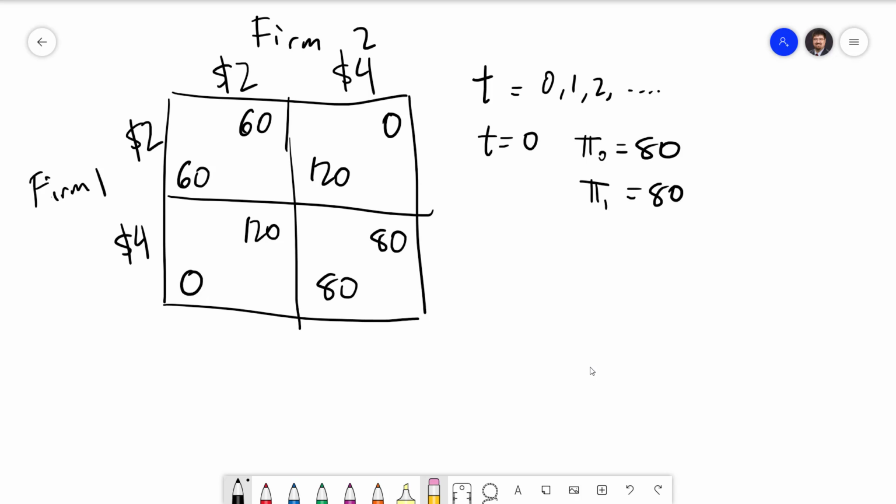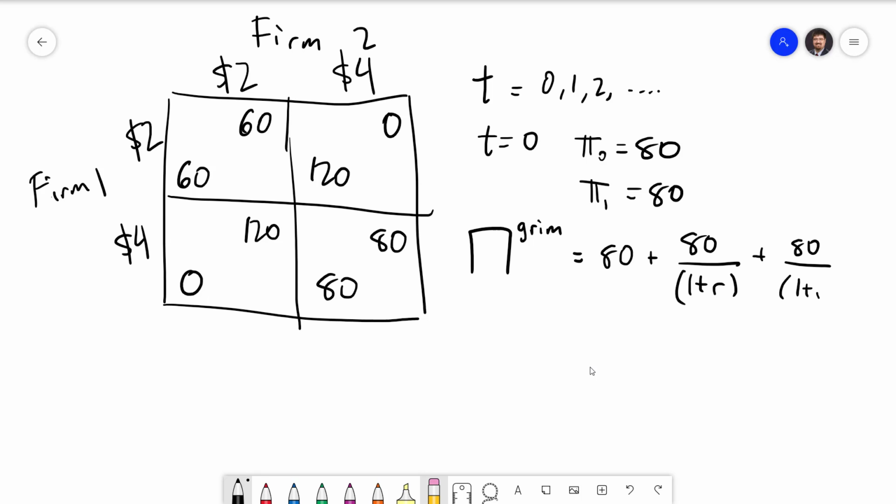If both firms continue playing Grim Trigger, then they're going to get pi 1 is 80, pi 2 is 80, and so on forever. From the perspective of right now, or period 0, though, we have to discount those future profits. I am going to use a big pi to denote the present value of the entire profit stream. And I'm going to put Grim here to indicate that we are playing the Grim Trigger strategy. We're going to get 80 initially, then we're going to get 80 over 1 plus r, then we're going to get 80 over (1 plus r) squared, and so on forever. Using the formula for the geometric series that we talked about before, this part has a convenient formula, and we can rewrite this whole thing as 80 plus 80 over r. If we knew the interest rate, we could just plug that in to calculate the present value.